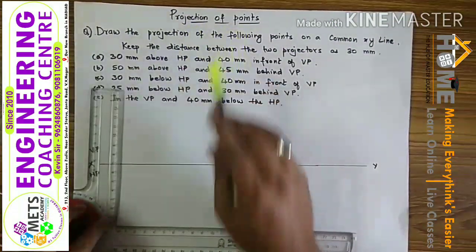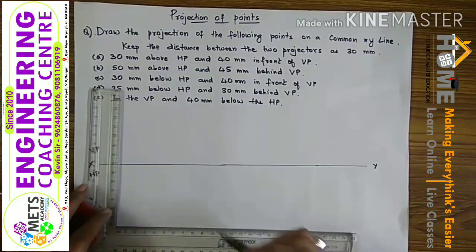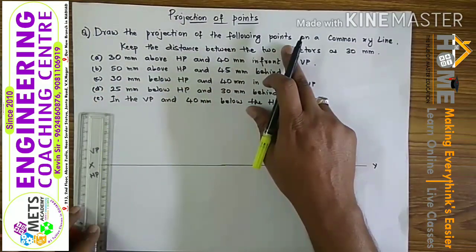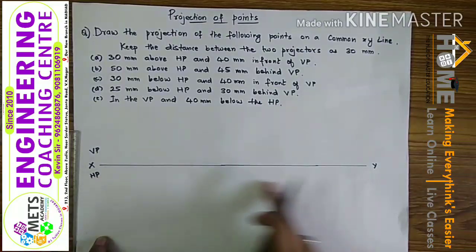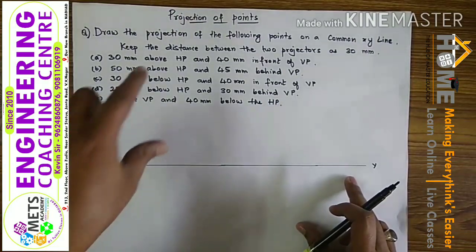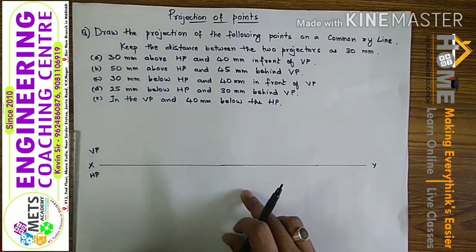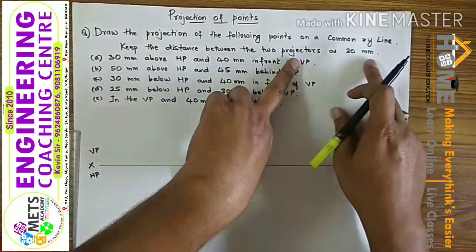This is the projection of points chapter for the diploma students. This is the question: draw the projection of the following points on a common XY line. It means on this common XY line we have to project the points according to the question. Keep the distance between the two projectors as 30 mm.